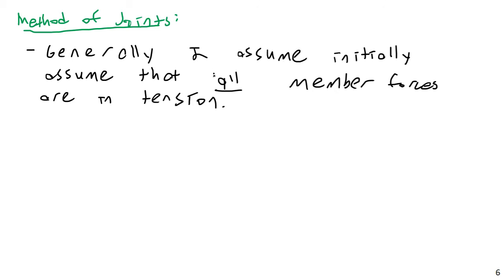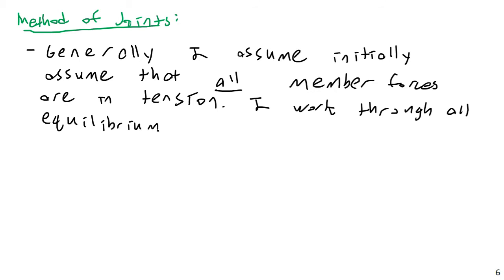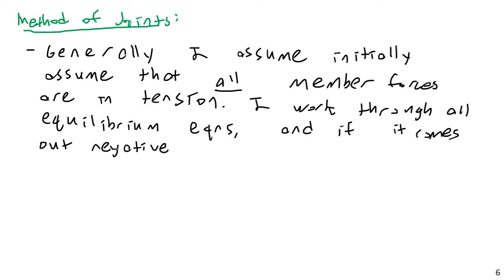And what I can then do is, this makes this very simple, I work through all the equilibrium equations, and if it comes out negative, that just means that member is in compression. Nothing wrong with assuming something in the wrong direction. It just means I have a member in compression.